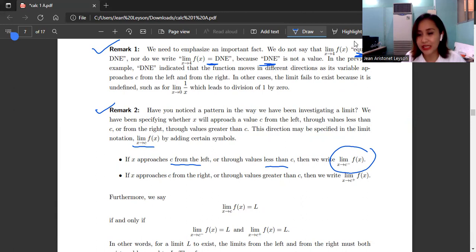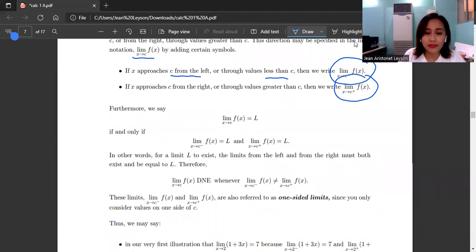So notice the negative sign or negative symbol. Now, if x approaches C from the right, or through values greater than C, we then write this one: the limit of f of x as x approaches C from the right. So notice the positive sign or the positive symbol.